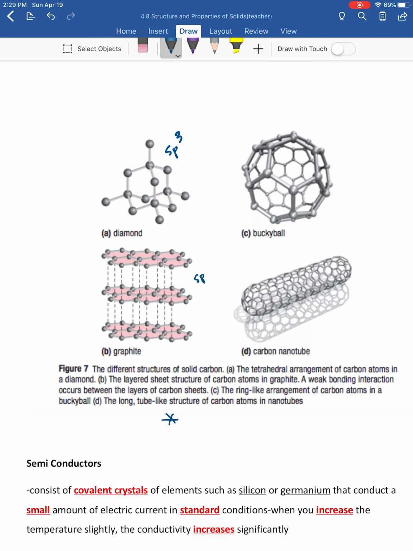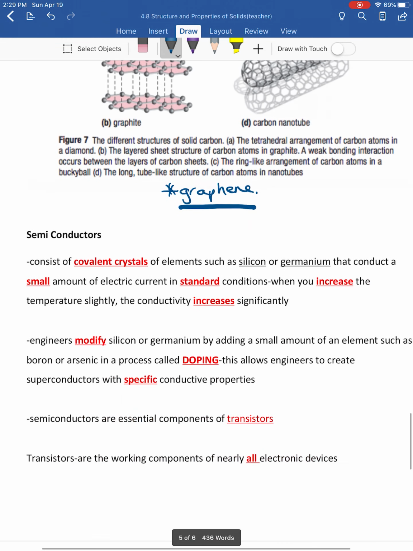There's actually another one. If you want to do a little bit of reading, you can look up graphene. This is a new carbon-based substance that is being used in nanotechnology now. It's like a 1 atom thick covalent network crystal. So there's a lot of new technology-based reasons why they would want to make graphene. So take a look at that. It's kind of interesting.